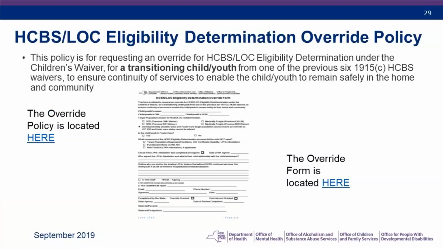The other thing that we had to build into this whole transformation is we needed to make sure, to CMS, that for children who are transitioning from one of the 6 waivers, there was some continuity of care. Because we had this big transformation process, the children shouldn't lose their HCBS services if they need them to remain in the community and in their home safely, just because we have a new tool or a new process. So we developed an override process for only transitioning children, and we have the policy on our website, and then we have a form. The links are here, and that's what the form looks like there.